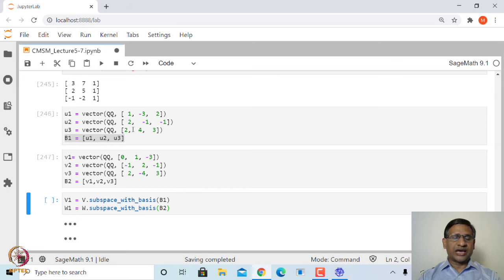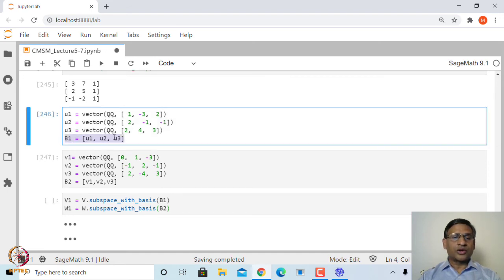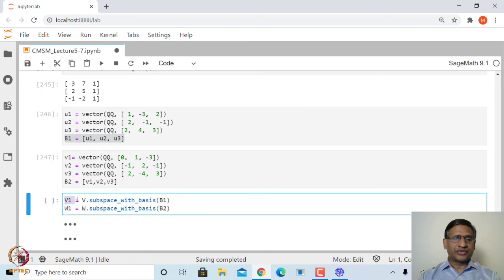But when you take arbitrary vectors and you want to form a basis, you must check that it does form a basis. Now let us say capital V1 as a subspace of V with respect to basis B1, and W1 as subspace of V with basis B2.